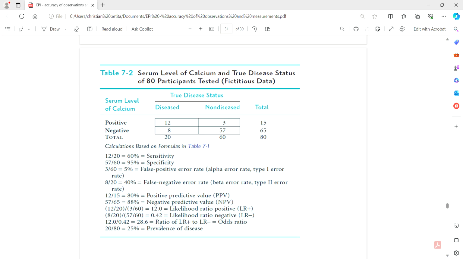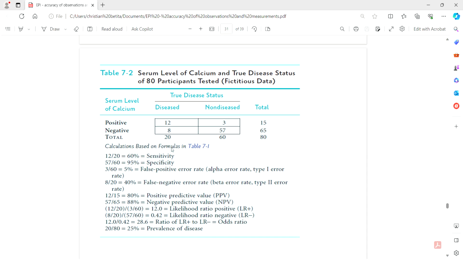And the ratio of LR positive to LR negative, the odds ratio, is 28.6. Generally, as a rule, according to the textbook, a ratio that's greater than 50 is supposed to be a good test. And the prevalence of disease is about 25%. Symptomatic disease is about 25%. So, yeah, so that's how we make use of this.